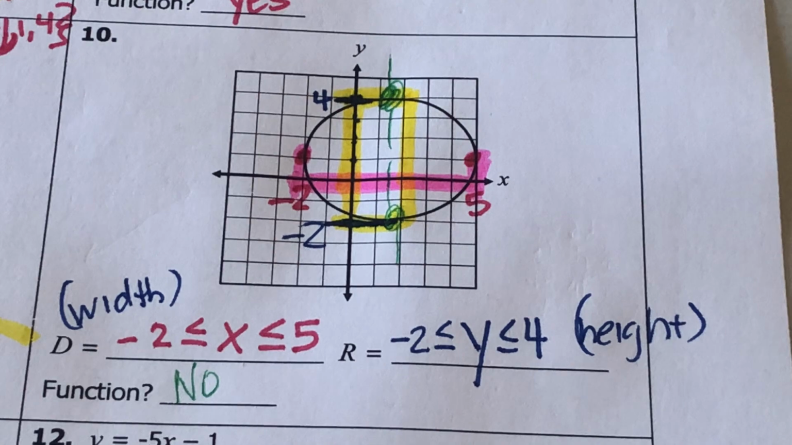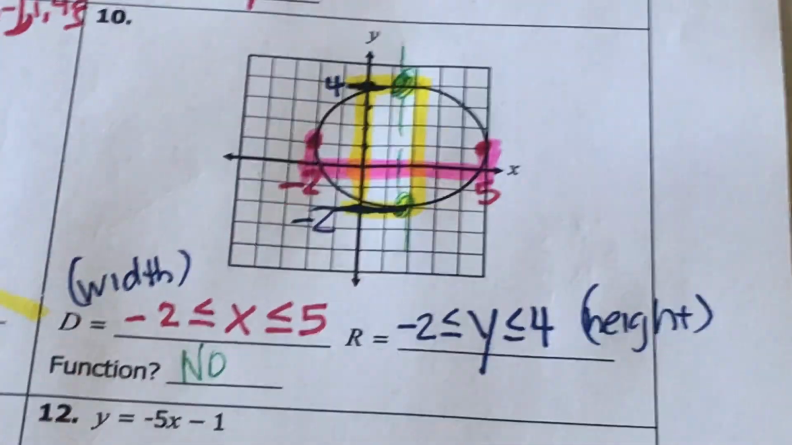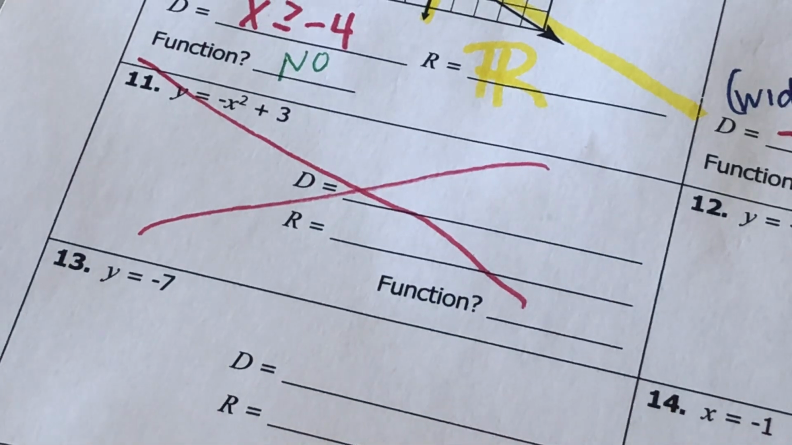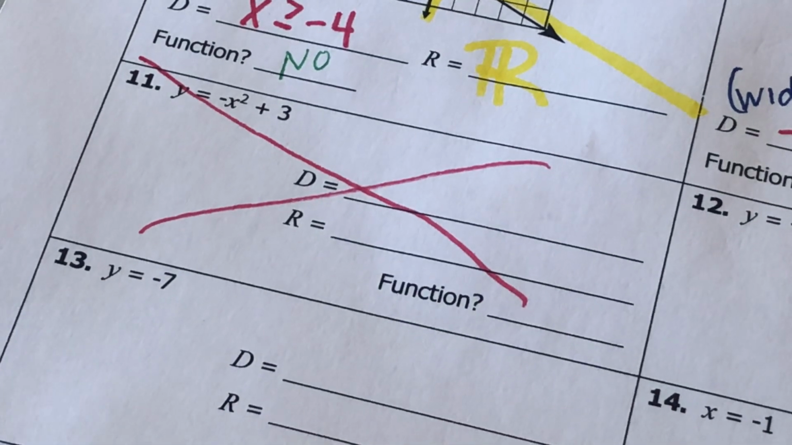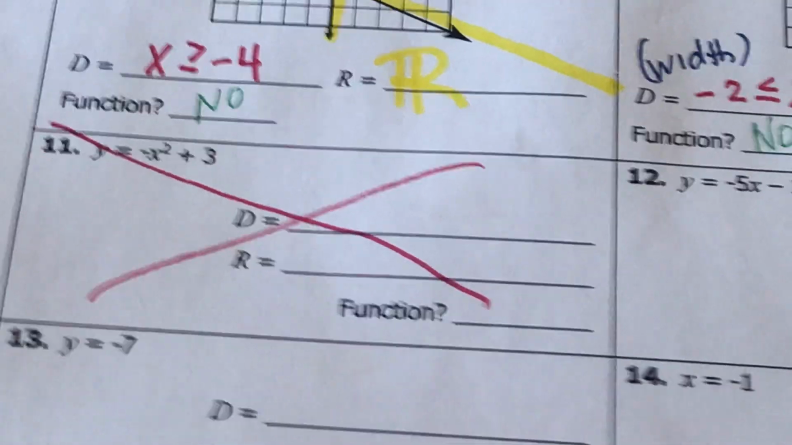Now, I'm going to skip 11 for now. So we're going to talk more about domain and range of functions. If you want to graph that, it'd be pretty obvious, but since we don't have a graph, I'm just going to skip it for now.